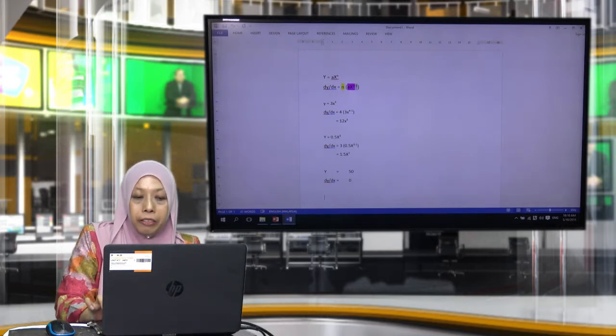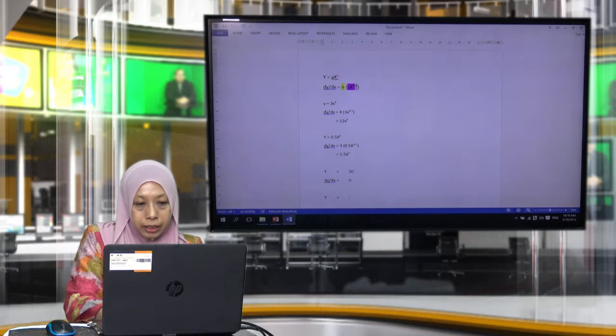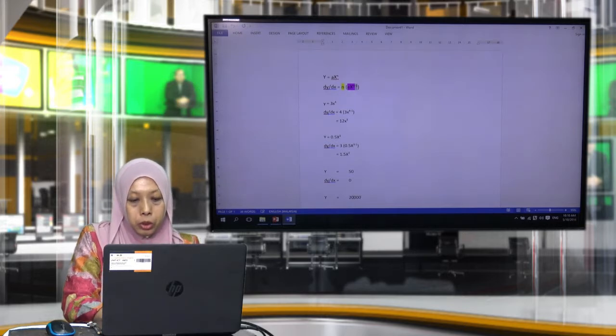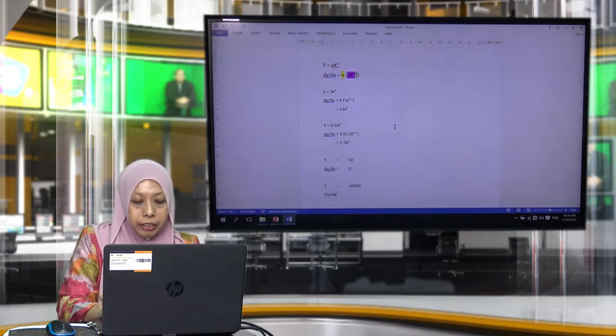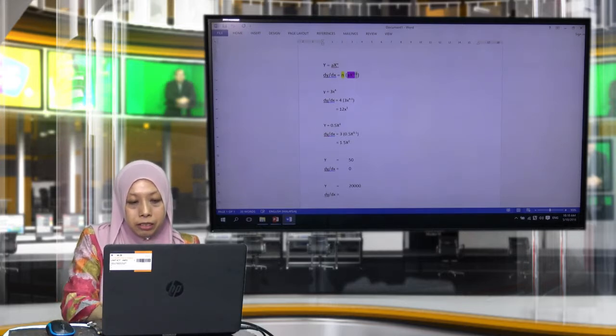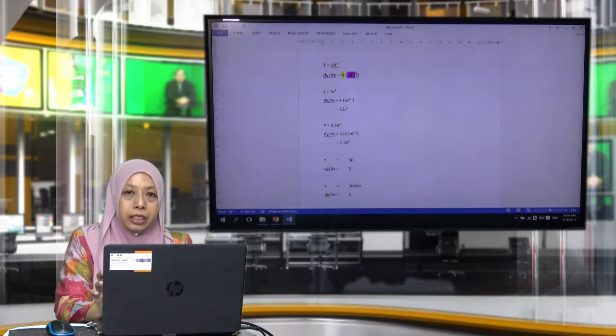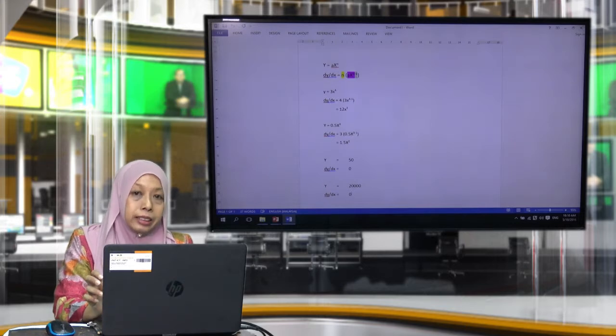Or let's say you have y equals 20,000 and you want to find the derivative of the function. What's the answer? The answer is still 0. So as long as you differentiate a constant function, the answer is always 0.